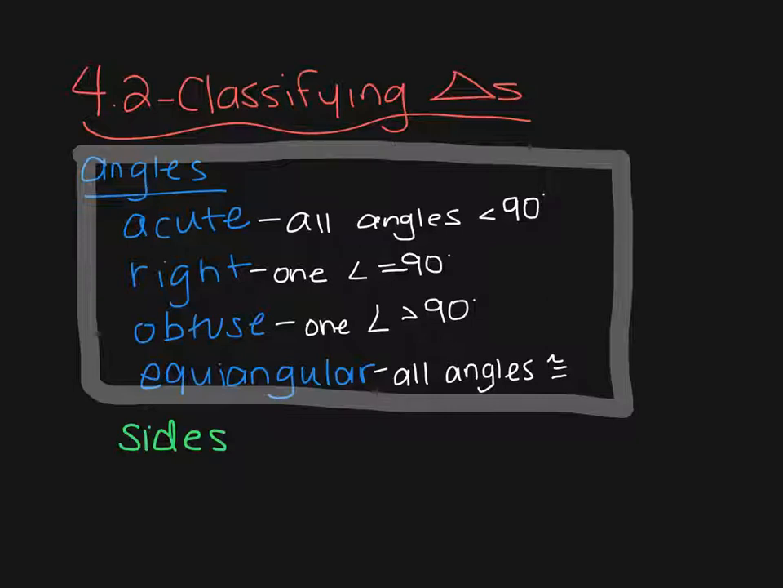How are we going to be able to determine if it's asking for, let's say, equilateral or equiangular? It'll say classify it by its angles or classify it by its sides. Alright, so it's pretty straightforward.